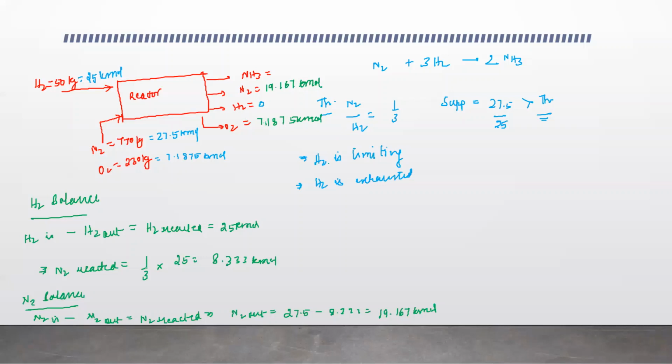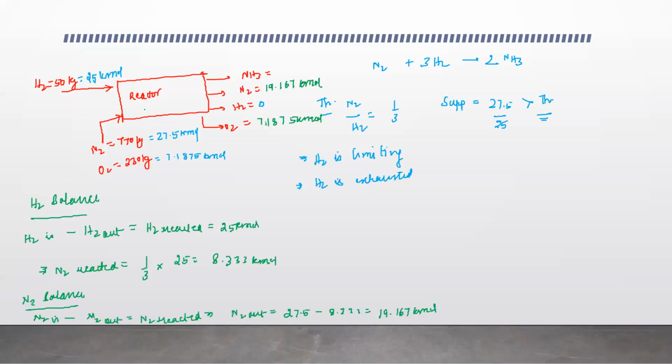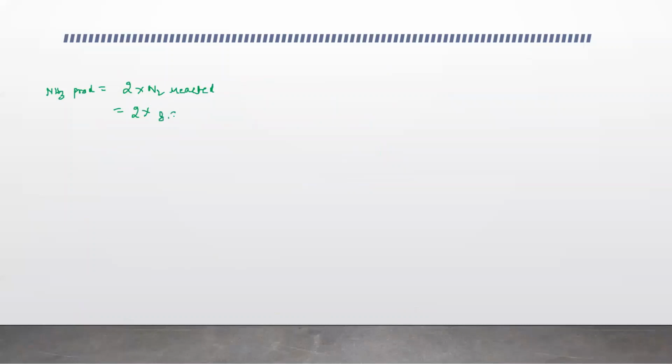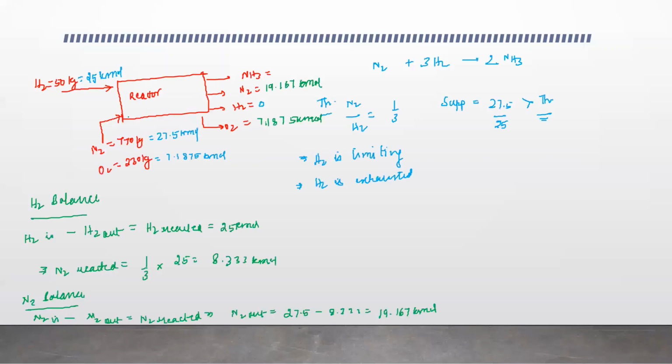And about ammonia, as many moles of nitrogen react, twice the number of moles of ammonia are going to be formed. So ammonia produced is equal to 2 times the amount of nitrogen that has reacted. Nitrogen reacted is 8.333, so 2 into 8.333 is 16.67 approximately. So we have got this complete block diagram.